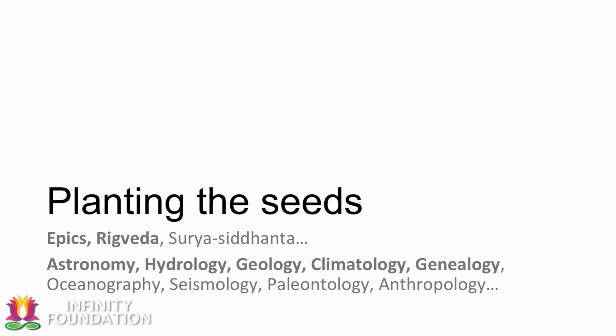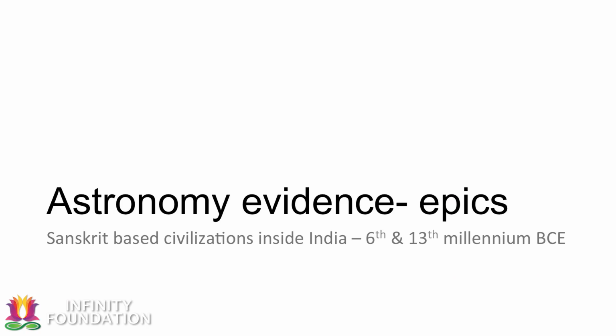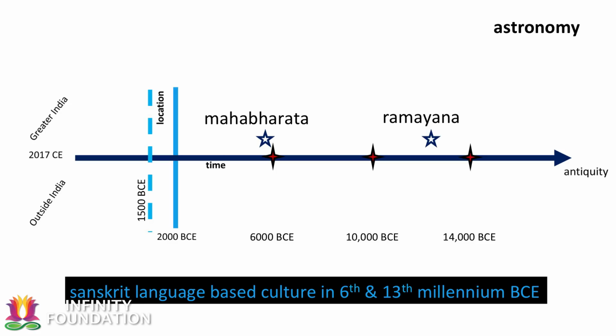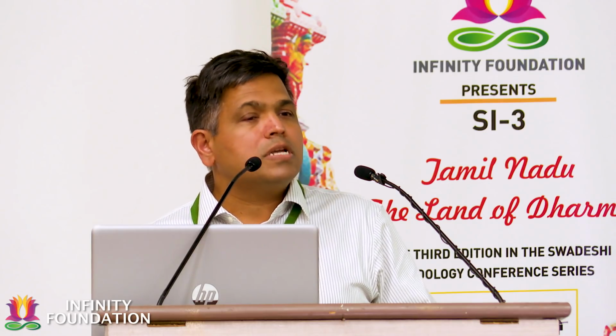Now let's talk about the constructive part, planting the seeds. So we looked at linguistics, archaeology, genetics. Now I'm going to start with the astronomy evidence from our epics. This is my original work. Against this AIT timeline, based on the astronomy evidence from the epics, I showed that the events of the Mahabharat war occurred sometime in the 6th millennium BCE, and the events of the Ramayana occurred sometime in the 13th millennium BCE.